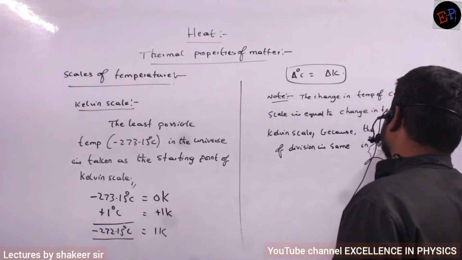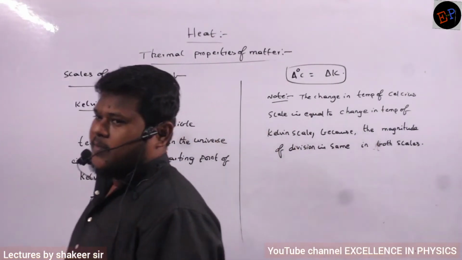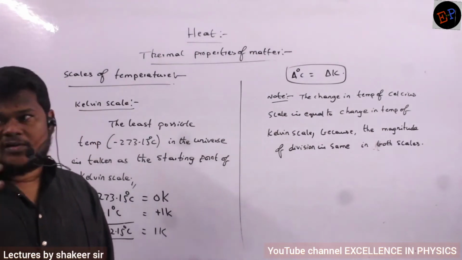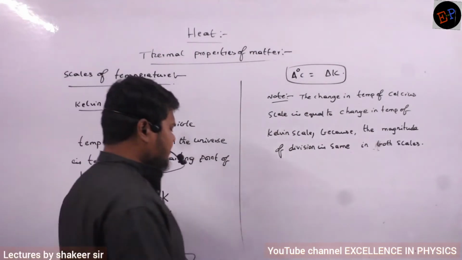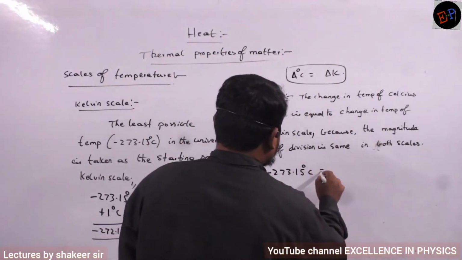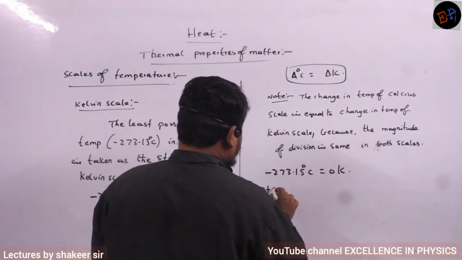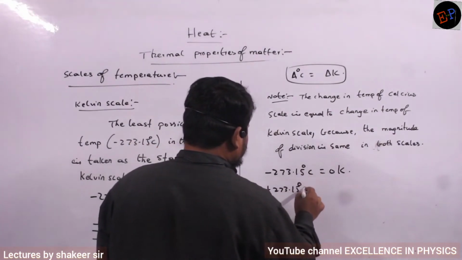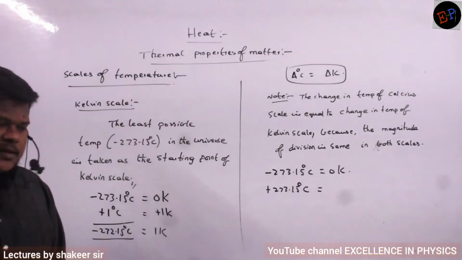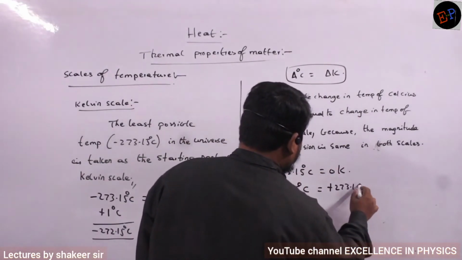Okay? Magnitude divisions are same, but starting points and ending points are not same. That's it. Are you able to understand? So therefore I will write minus 273.15 degrees Celsius is equal to 0 Kelvin. Okay? Now to this temperature, if I add plus 273.15 degrees Celsius, then in Kelvin scale also how much do I have to add? In Kelvin scale also the same divisions I have to add, plus 273.15.